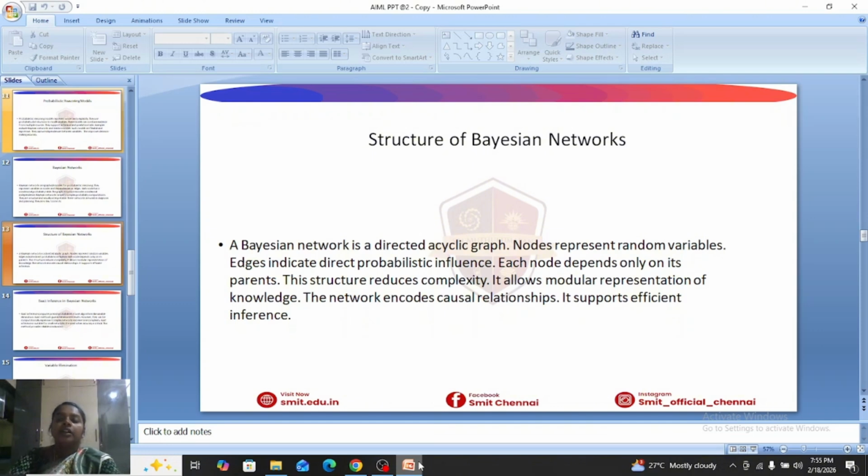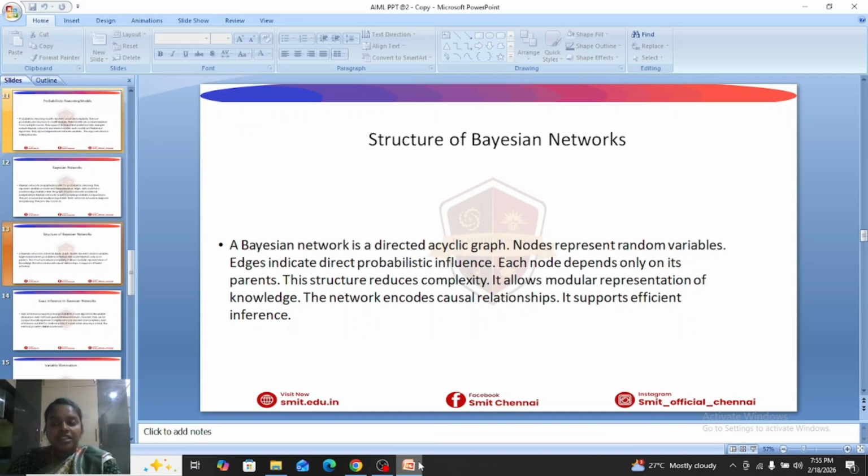Okay. Example: structure of a simple Bayesian network. If rain moves on to traffic, which moves on to accident, rain will be the root node, traffic depends on the rain, and accident depends on traffic. These are the corresponding probabilities: P of rain, P of traffic given rain, and P of accident given traffic. Okay.